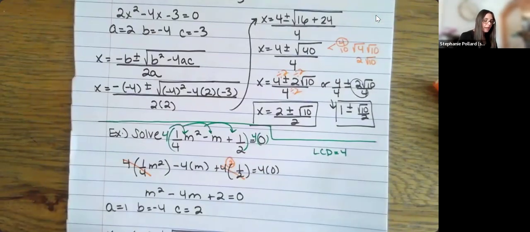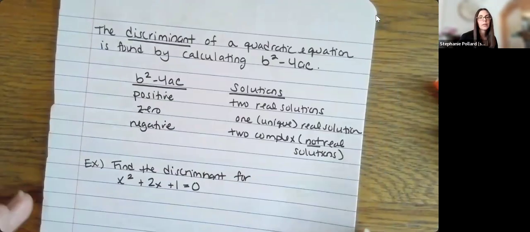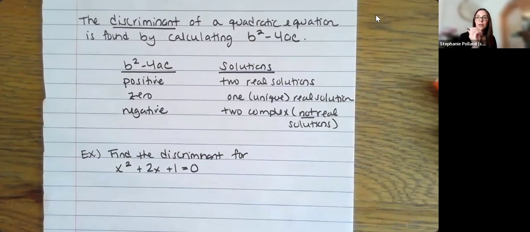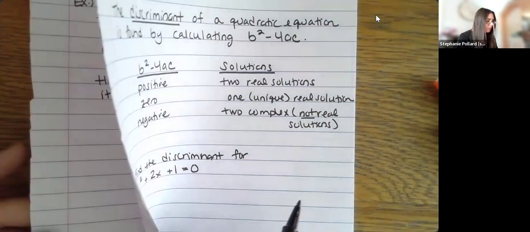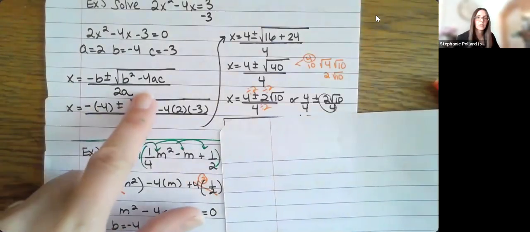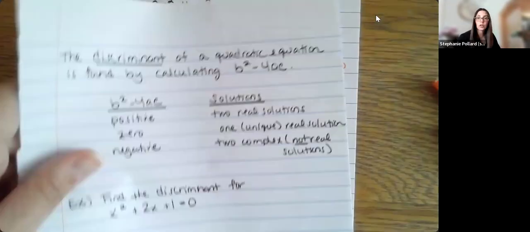Now, there are a ton of applications with quadratics as well. One of those applications that we can use, and it relates directly to the quadratic formula here, is called the discriminant. So the discriminant of a quadratic equation is just that piece under the radical. So if you go back to the formula here, I rewrote it right here. So see that piece under the radical, b squared minus 4ac. We call that the discriminant.